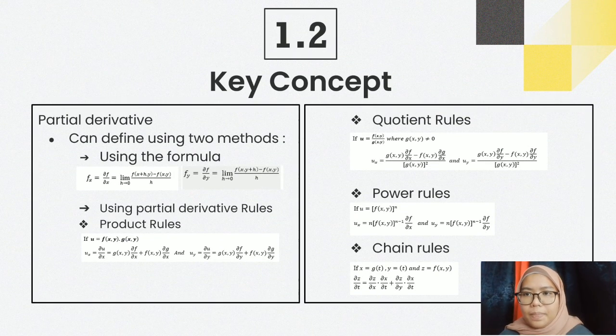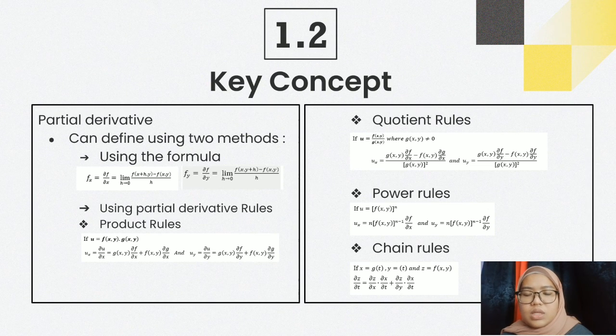For the key concept, partial derivative can be defined by using two methods. The first one is by using the formula. For example, the partial derivative with respect to x equals the limit as h approaches 0 of f(x plus h, y) minus f(x, y) divided by h. The second method is by using partial derivative rules.